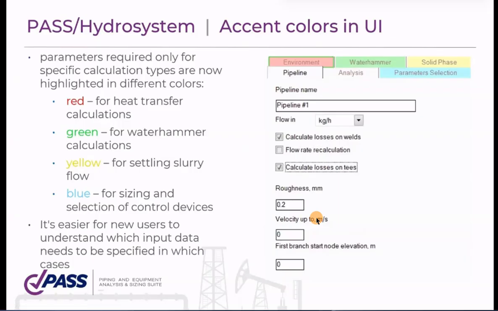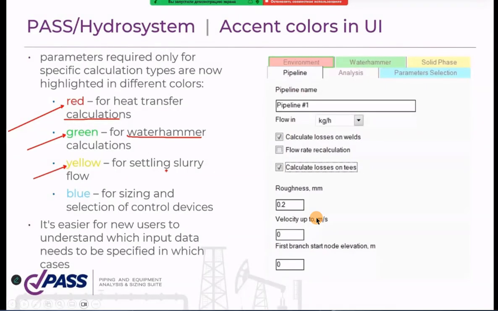And new users who didn't use HYDROSYSTEM before may not easily understand which tabs should be filled for a given type of analysis, or which tabs aren't required for it. That's why we decided to add different colors for different types of calculations which HYDROSYSTEM performs. The red color is for heat and hydraulic analysis, the green color for water hammer analysis, the yellow color for settling slurry flow analysis, and the blue color for calculations using parameter selection, sizing of control devices, etc.